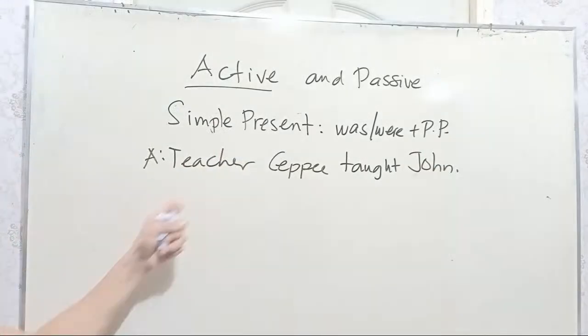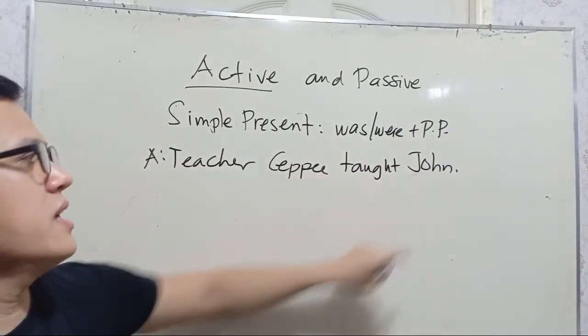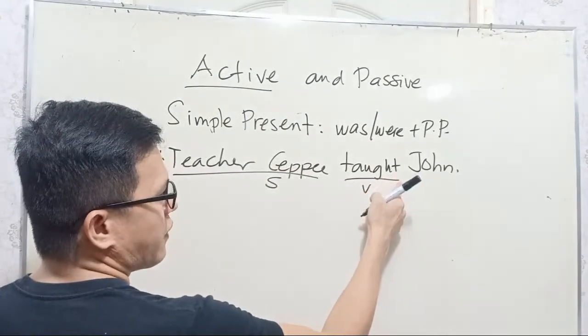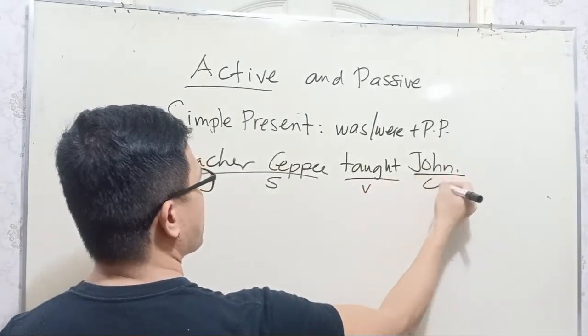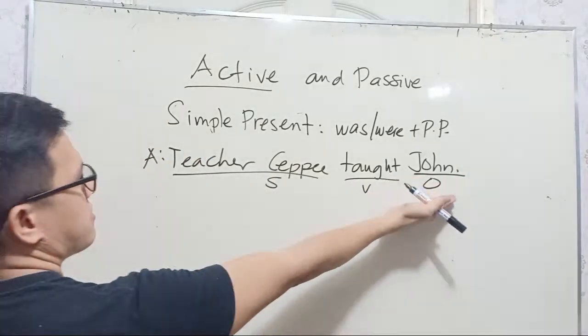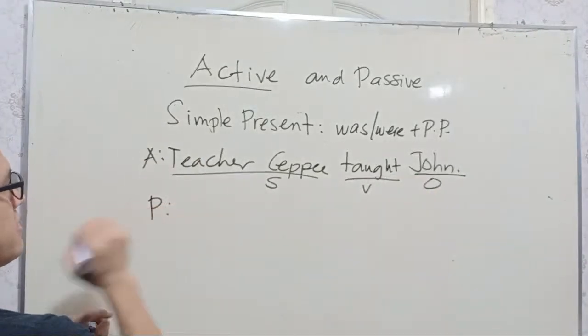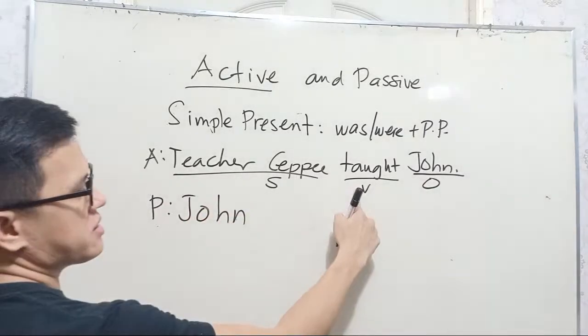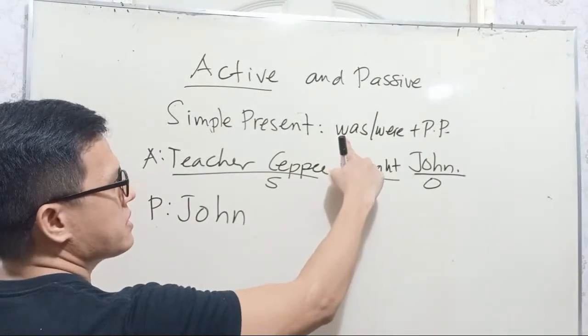Okay, so say Teacher Seppi taught John. This is our subject, this is our verb in past form, taught, and then our object. So again, the object becomes the subject here in the passive form. So we say John. Now, since this one is past, we have to use was or were.